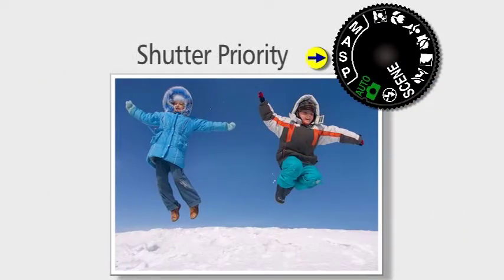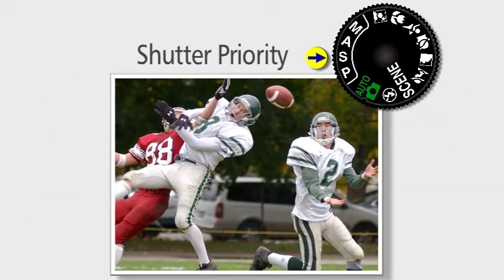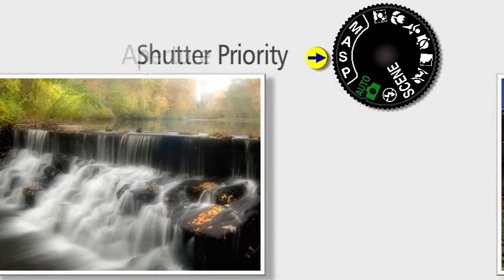Shutter priority can be the best choice if controlling the shutter speed is important. In this mode, you set the shutter speed and the camera adjusts the aperture to produce the optimal exposure. For example, you'd want to set a fast shutter speed, over 1/1000th of a second, for sports, and a slow shutter speed, under 1 second, for special effects like this.